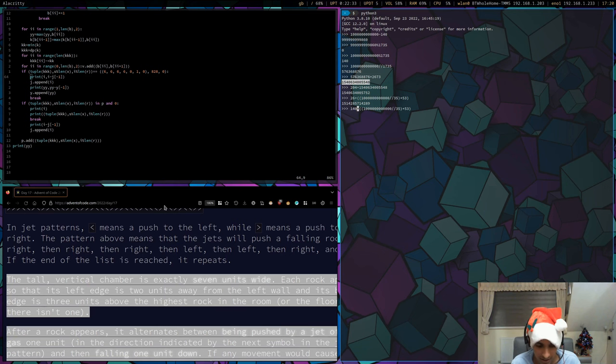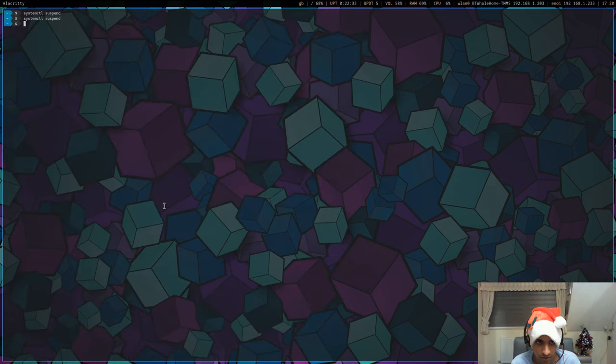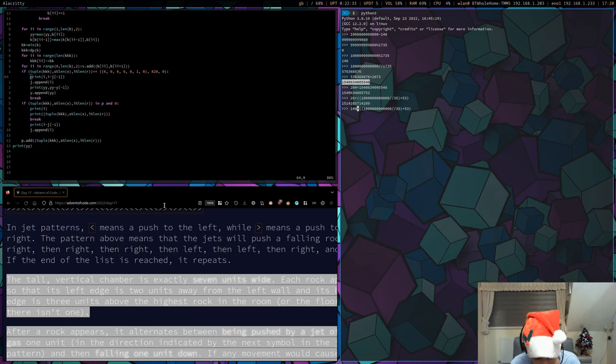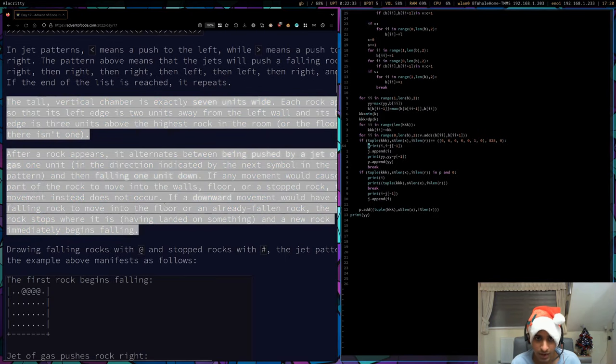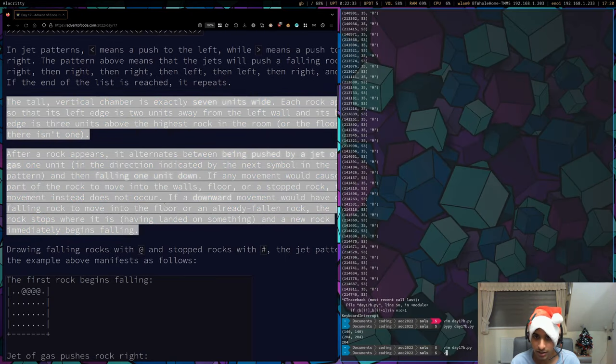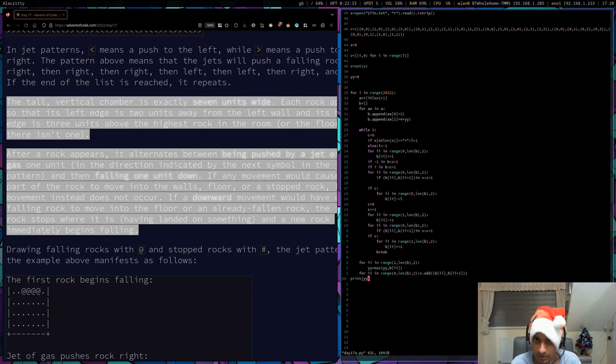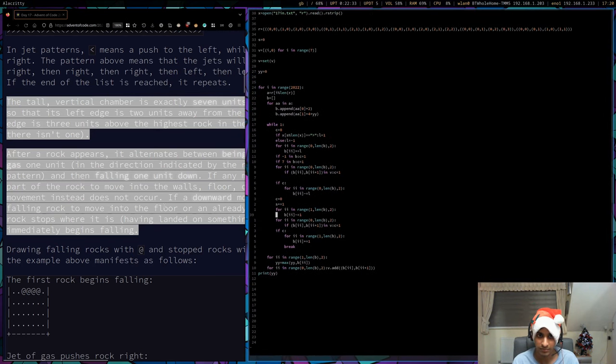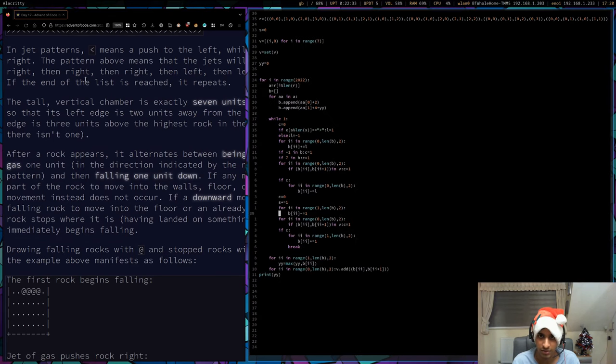I think desktop 2 should be empty. Okay, that's empty enough. Bear with me. Right, so let's check out my code. That'll be day 17. Right, I'm probably gonna have to zoom in a bit more.